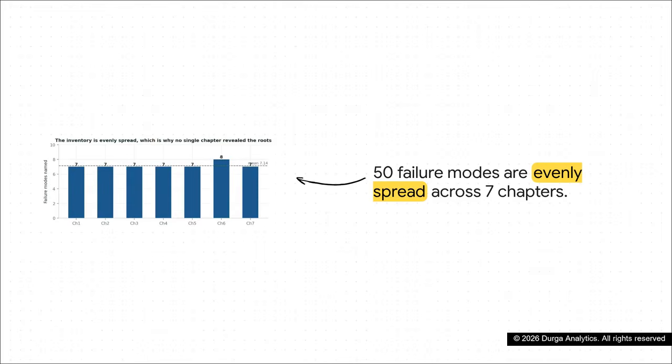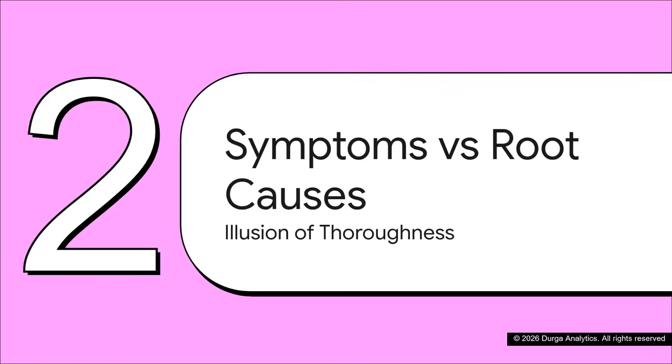Notice how the 50 failure modes we've invented so far are distributed across our first 7 chapters. Look at that distribution. It's almost perfectly flat. They're totally evenly spread. And honestly, this is exactly why no single chapter could reveal the true pattern on its own. If you just look at one area of your desk, like execution or valuation, you just see this random, unconnected list of errors.